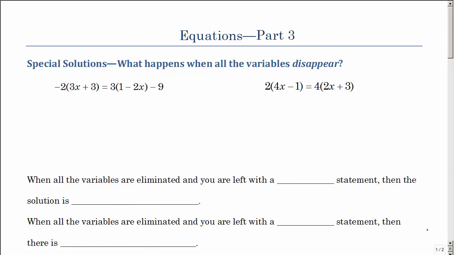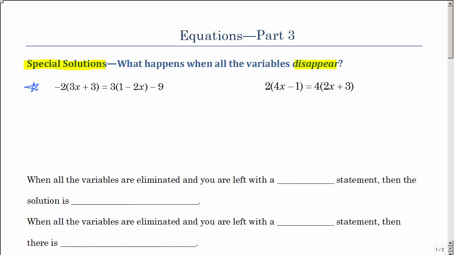On this last lesson about equations, we're going to look at some things we can do if the equations look complicated, but we also are going to look at some special solutions, as in what happens when all the variables disappear. Do you just stop? No, you don't. So let's look at this problem right here.